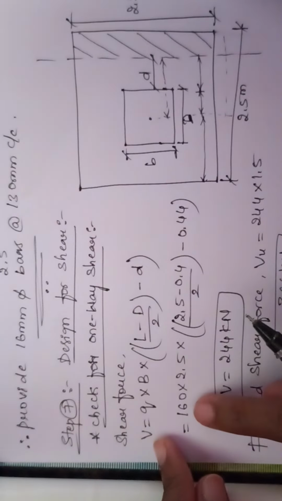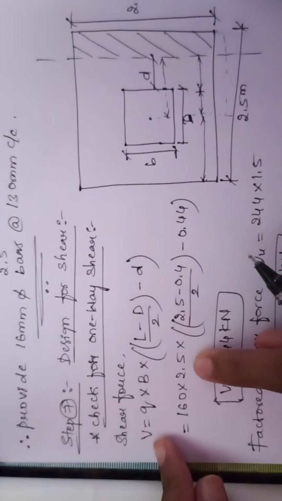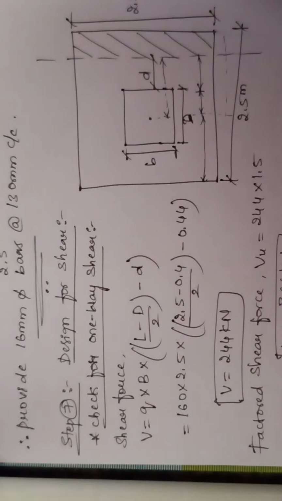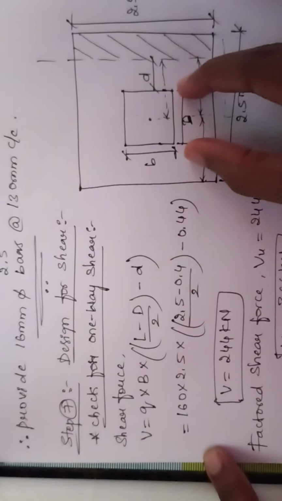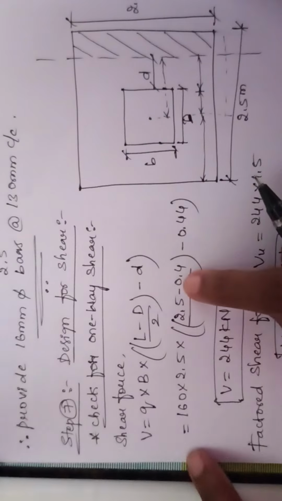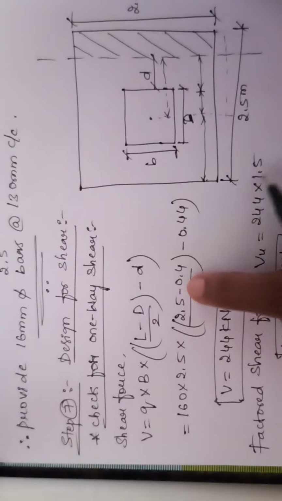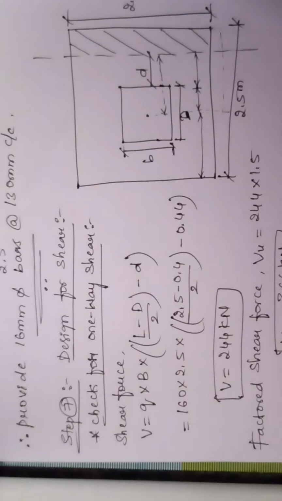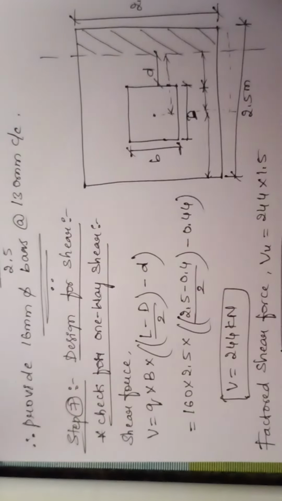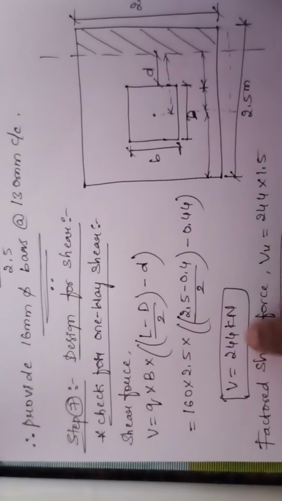The value of upward pressure is 160. The width of the footing is 2.5. Here all the terms have to be kept in terms of kilonewton and meter. Then the length of the footing is again 2.5. D represents the size of the column along the horizontal direction, that is 400 mm. You keep it in terms of meter, that gives you 0.4. Divide it by 2. Minus small d represents the effective depth, that is 0.44 meters. Now simplify the whole term. On simplifying, you will get the value of V as 244 kilonewton. So that gives you the working shear force.